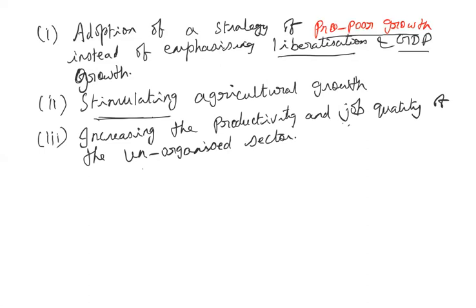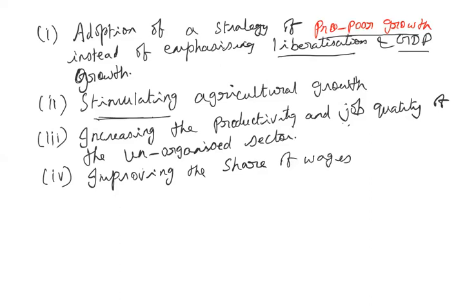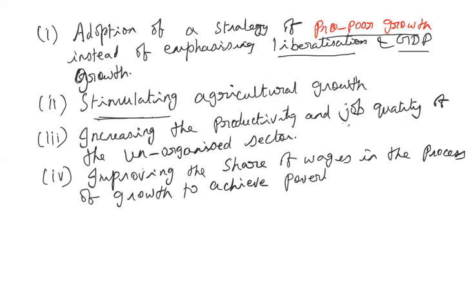Then the next one is improving the share of wages in the process of production. So how do we improve the share of wages? Automatically, if the country adopts the labor intensive technique instead of the capital intensive technique, the share of wages will keep on increasing.